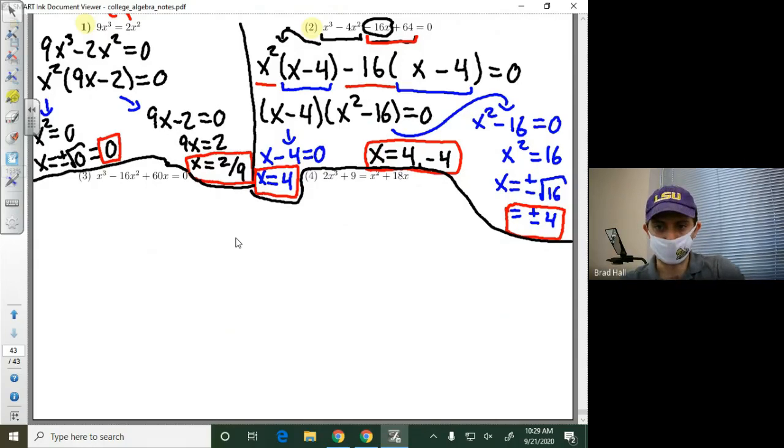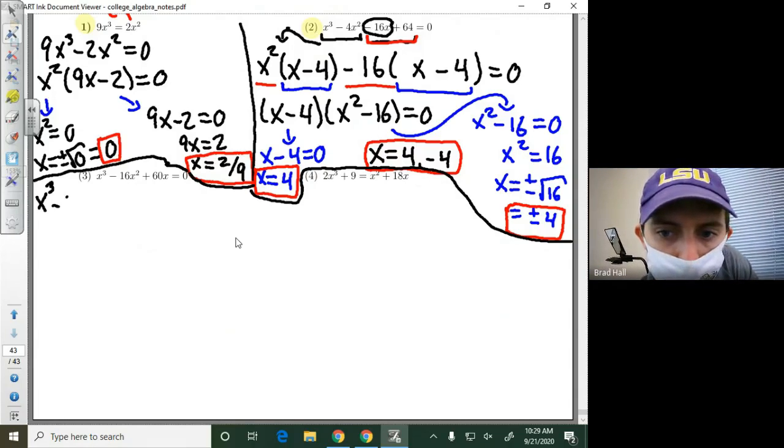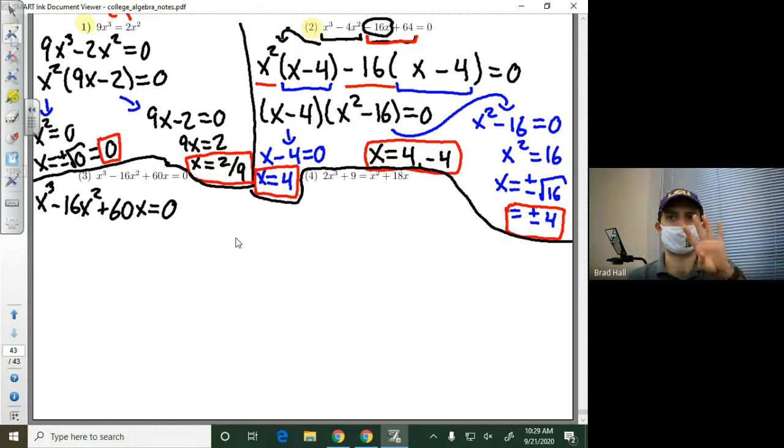Well, number 3 here might be a little cut off, so let me rewrite it. So there are not 4 terms, so we don't have to use grouping. However, what I do see is that all of these terms have something in common. They all seem to have an x in common. So I'm going to factor out an x.